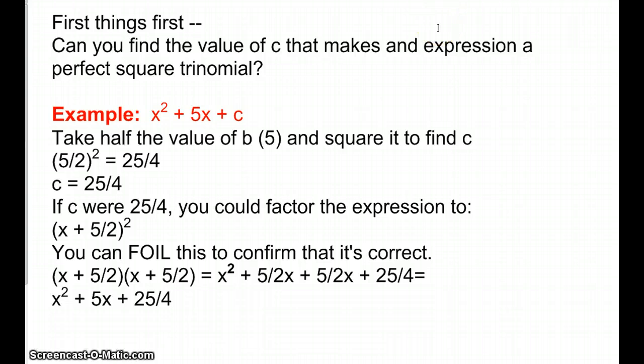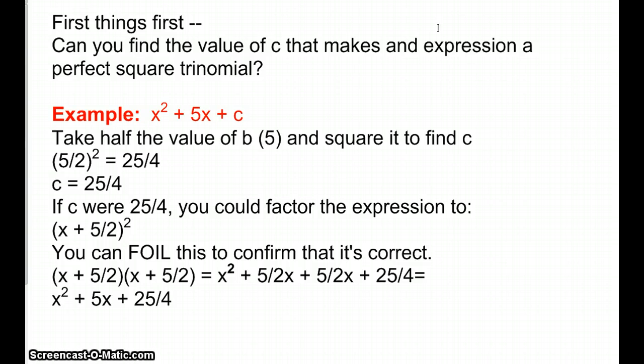Okay, so what you have to do first is see if you can find the value of c that makes an expression a perfect square trinomial. So look at this example, x squared plus 5x plus c. To make c the value for a perfect square trinomial, you have to take half the value of b, so half of 5, and square it to find c. So you would take 5 divided by 2 and square it. You get 25/4. So we know that c needs to equal 25/4.